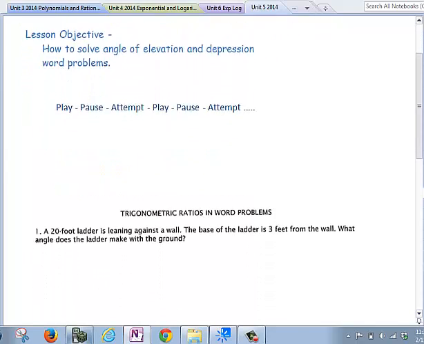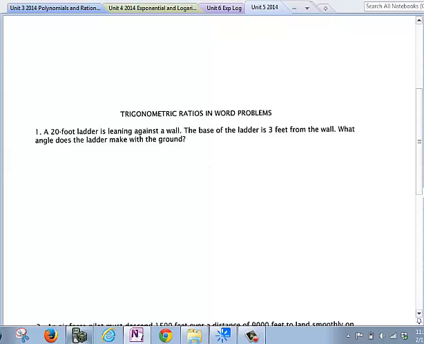So the first problem we're going to work on is a 20-foot ladder is leaning against the wall. Maybe we'll draw a wall to depict a ladder. So here will be the ladder. And based on the other information, being 3 feet from the wall, what angle does the ladder make with the ground? So I'm going to pause the video. I'm going to write pause. And by the time I write pause, you should pause the video and then attempt to set up the problem.